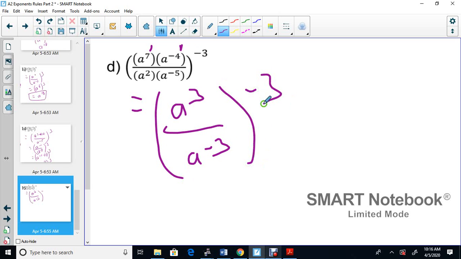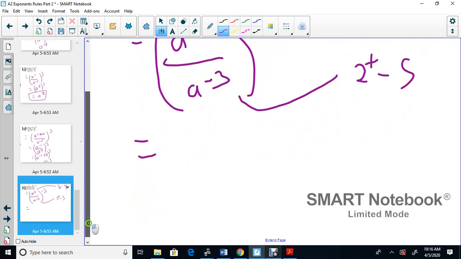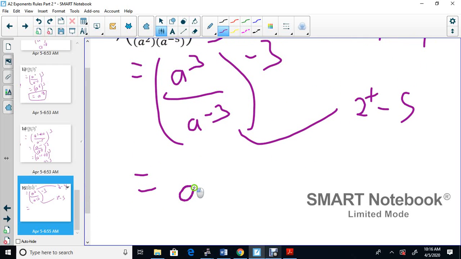So what I've done here is to get that number, I've gone 2 minus 5. To get this number, I've done 7 minus 4. I basically added that with the minus there. Okay, now the next step here. 3 subtract -3, you get a to the 6 to the -3.